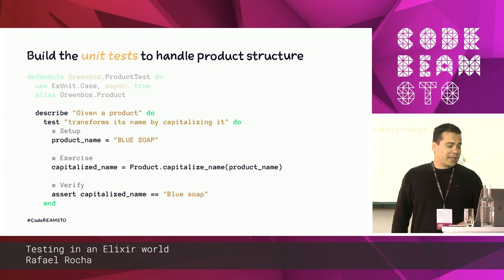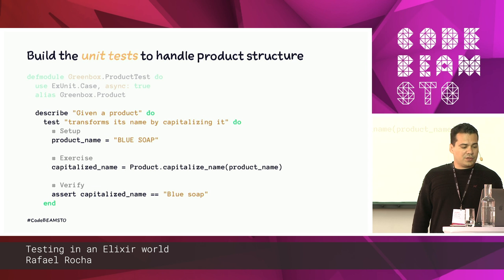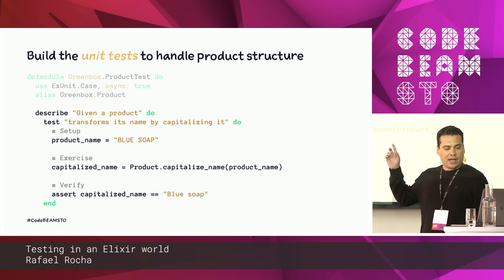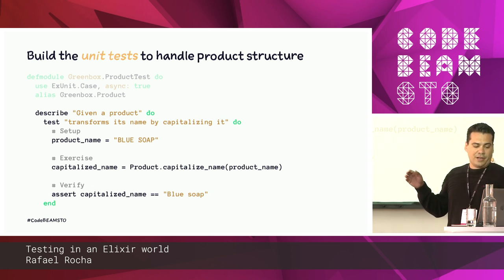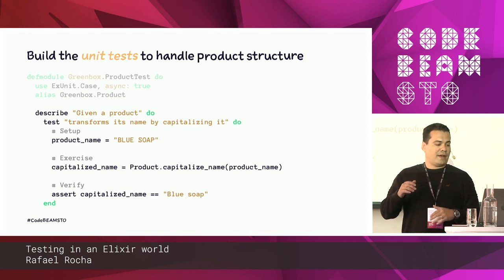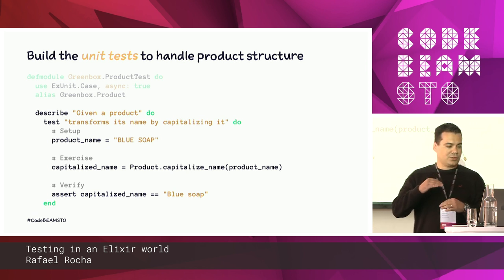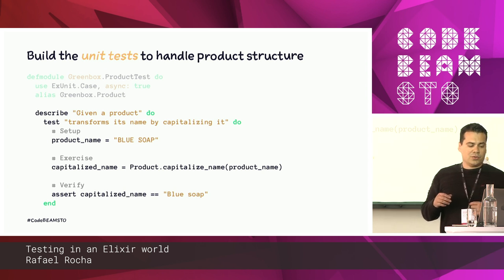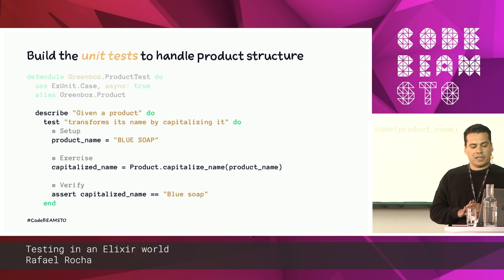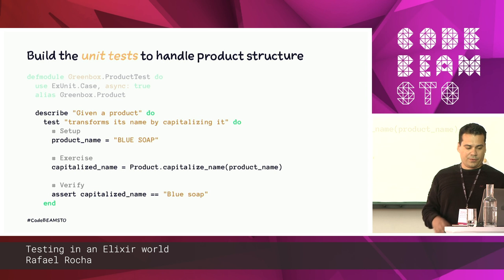And what we can do here is a unit test for that. Given a product, transform its name by capitalizing it. You see here that I'm using setup, exercise, verify, so you're seeing very clearly the phases of the test. We have a setup, very clear. We usually break lines to show that. And usually we have teardown also, but teardown is another phase, and usually it's used to restore the state before running the test.